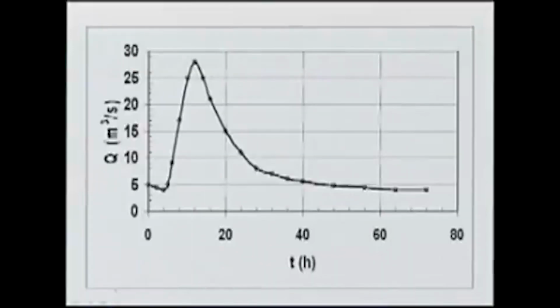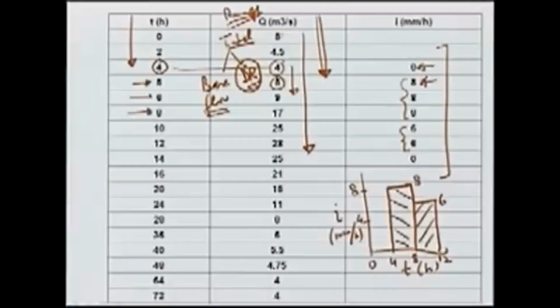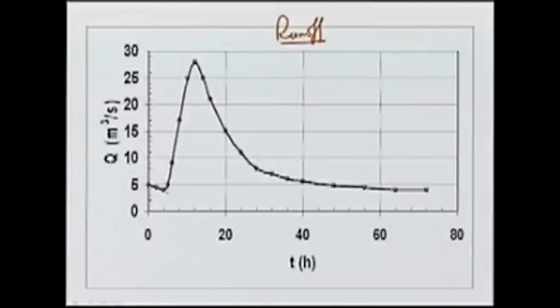So, if we plot the total runoff, so this is the runoff, it starts at 5, then it starts to go down. If we look at these values, 5, then 4.5 and 4. So, it goes down till the rainfall starts. So, this is the point at which the rainfall has started, and then the runoff starts rising.